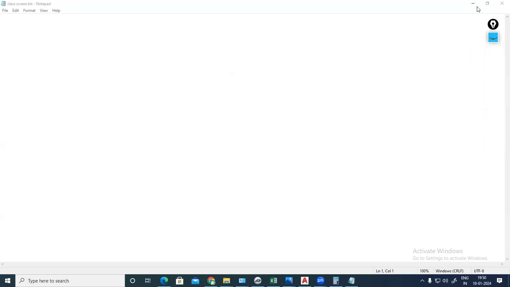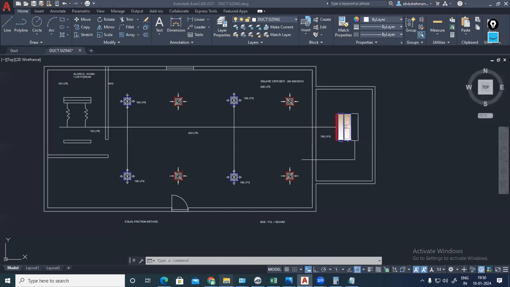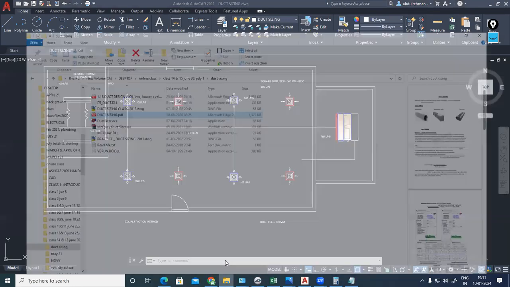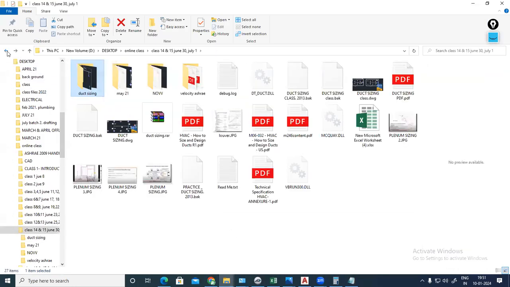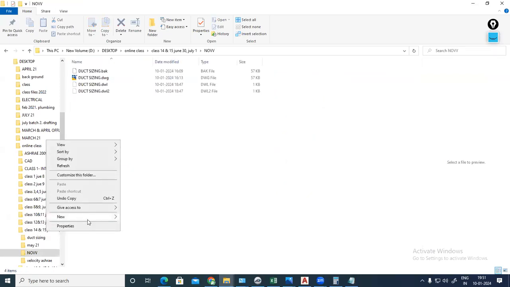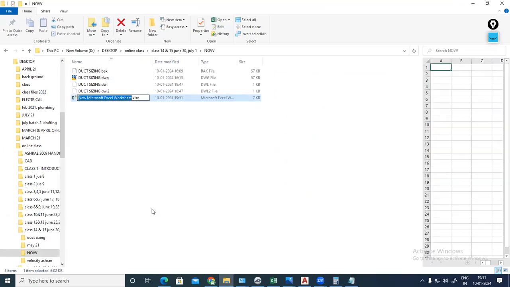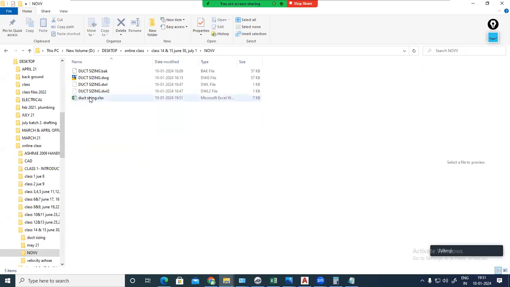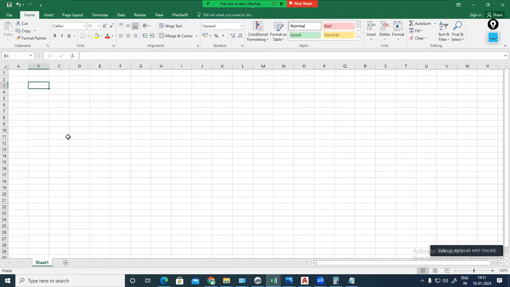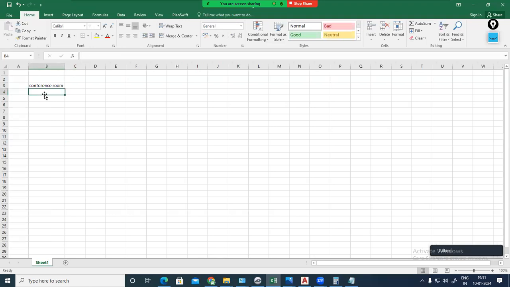Understood. Mark that in an Excel sheet. I will be marking that. So that is duct sizing. You know, like we are designing a conference room. NC value 30 decibels.